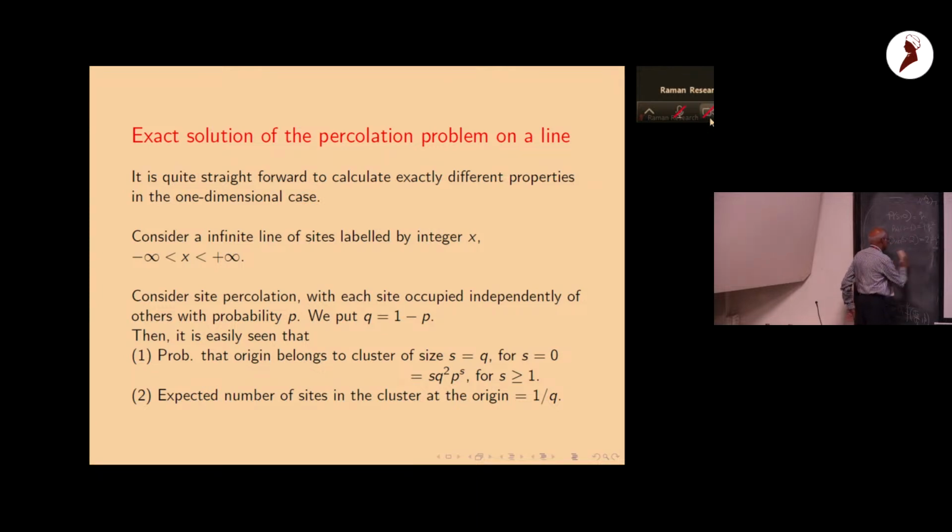Everybody knows this one. So, I can also write the probability of S equal to S as p to the power S q to the power 2 for arbitrary S. Okay. That is what is given in equation 1. And then given this distribution, you can calculate the expected size of a cluster, and that is equal to 1 by q. That is some geometric series I cannot sum on the board.